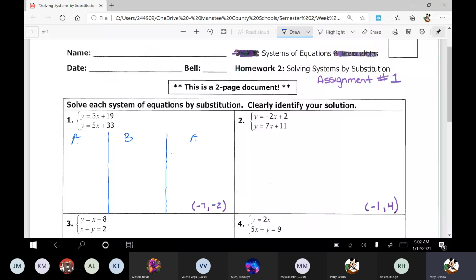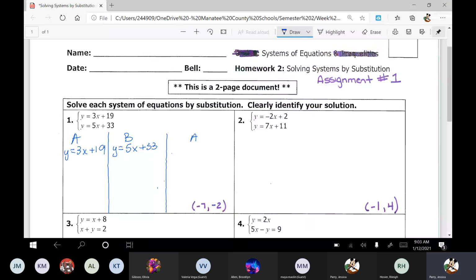Your A equation is one of your equations that says x equals or y equals. For this one, they both say y equals. So either one can be your A equation, but just so we're all doing the same thing, let's pick the first one, y equals 3x plus 19. Let's have that be our A equation. And then the second one is going to be our B equation, y equals 5x plus 33.